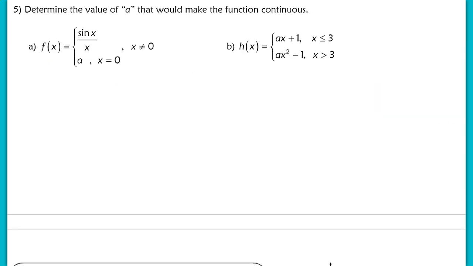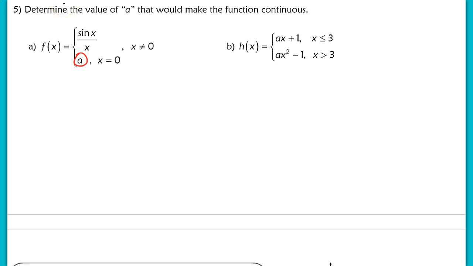Okay, here in question 5, we're asked to determine the value of a that would make our function continuous. So here in example A, we have a piecewise function, and this piecewise function is defined as the sine of x over x for all values of x not equal to 0. Okay? Then, when x is 0, we have it defined as some constant a.